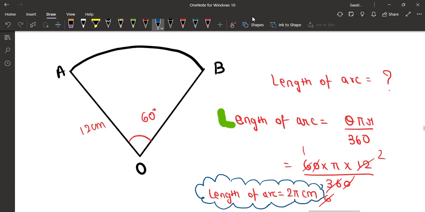All right, so we are done. This was a very simple question. We just had to write down the answer in terms of pi. Let's go to the next question.